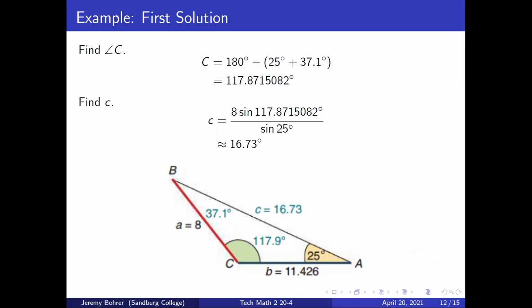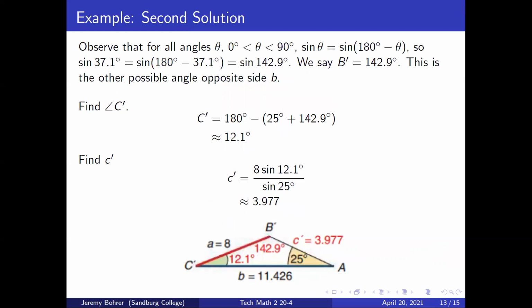So here's the completed triangle, the solved triangle, if B is 37.1 degrees. Now observe that for all angles theta, with 0 less than theta less than 90, sine theta equals sine of 180 minus theta. So sine of 37.1 is equal to sine of 180 minus 37.1, which is sine of 142.9 degrees. We say B prime equals 142.9 degrees, and this is the other possible angle opposite side b.